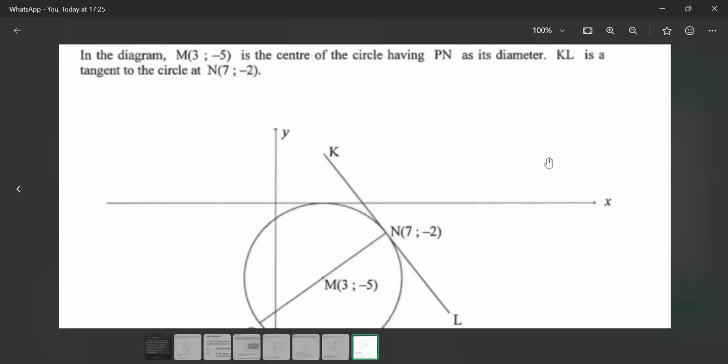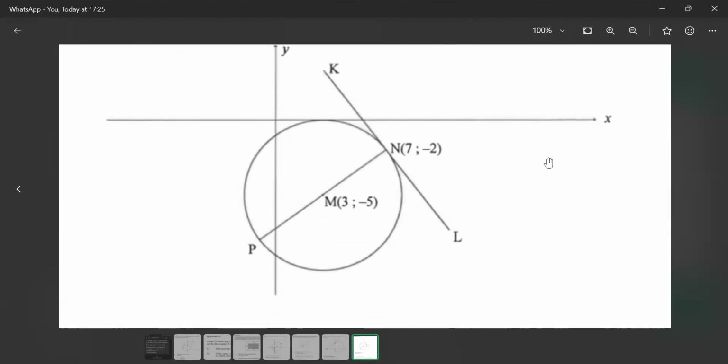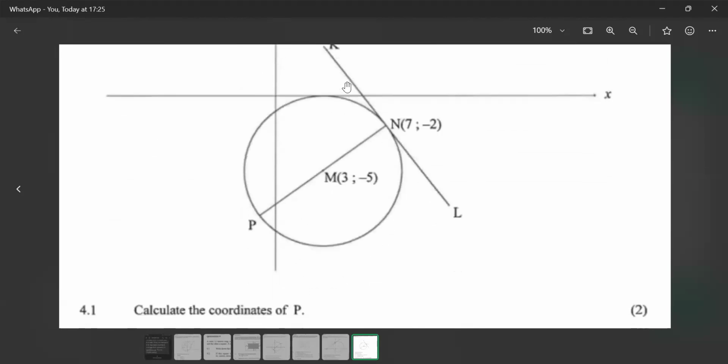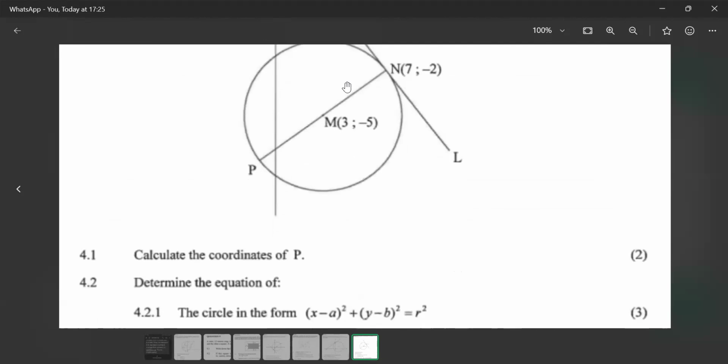So in the diagram, the point M is the center of the circle having PN as its diameter. KL is a tangent to the circle at N. And this is the nice sketch which we are given, which is fine. Now let's look at the first question.